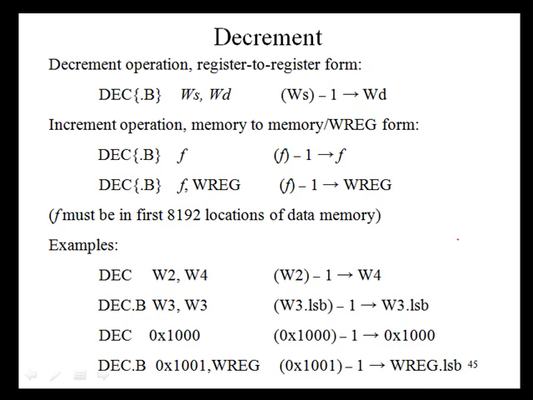This slide is the same as the previous slide, except we're using the decrement operation instead of the increment operation. We have a register-register form of the decrement, and we have our 2 data memory forms of the decrement operation as well. These examples here simply mirror the increment examples on the previous slide.